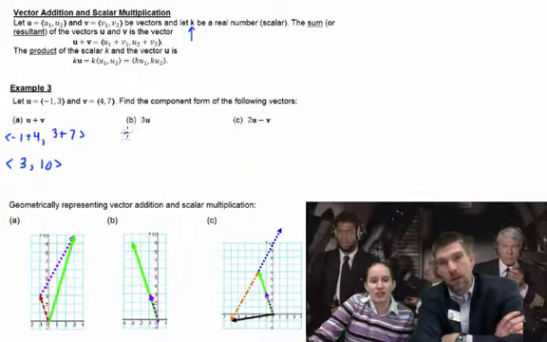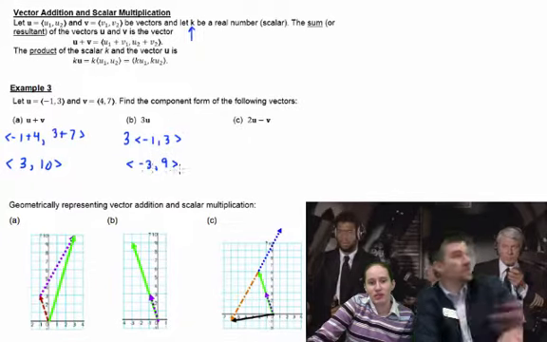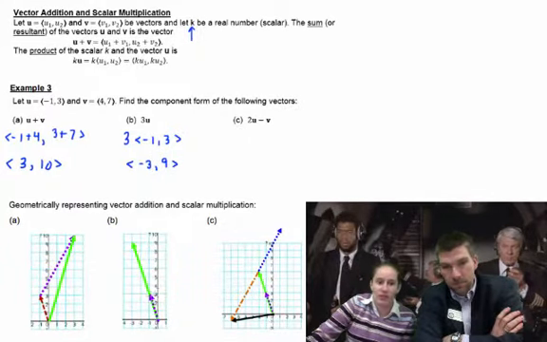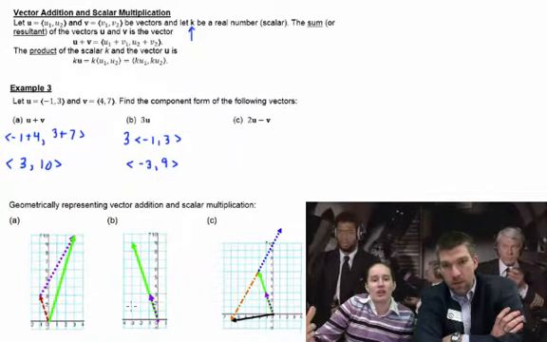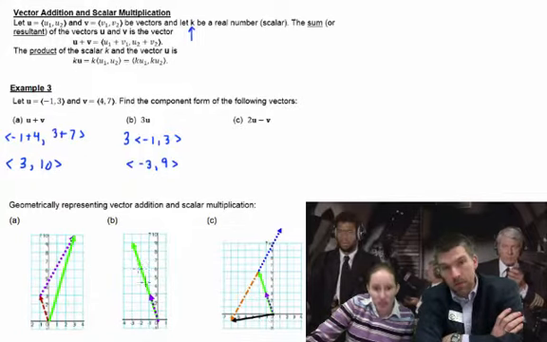Next, 3 times u. So 3 times our vector for u, which is negative 1, 3. It just distributes in, so that's negative 3, 9. Just 3 times all those things. Geometrically, here's what's going on. We start off with the vector negative 1, 3, and what we're doing is we are multiplying the length of it by 3. So we would have 3 of those. We could have drawn it slightly differently where we've got 3 of these vectors added onto each other.